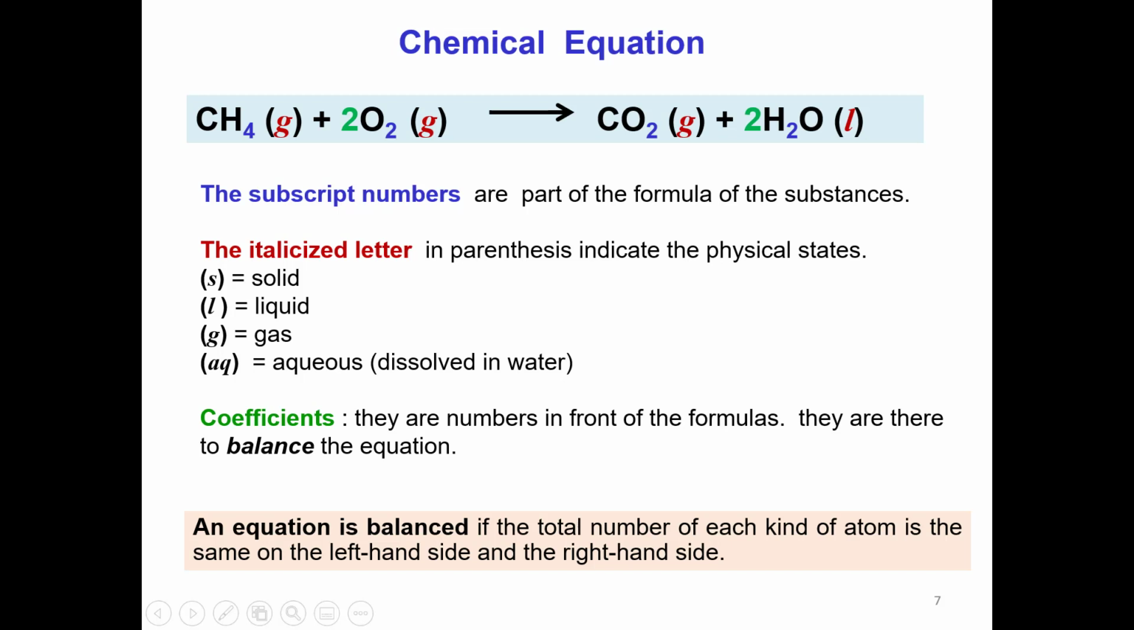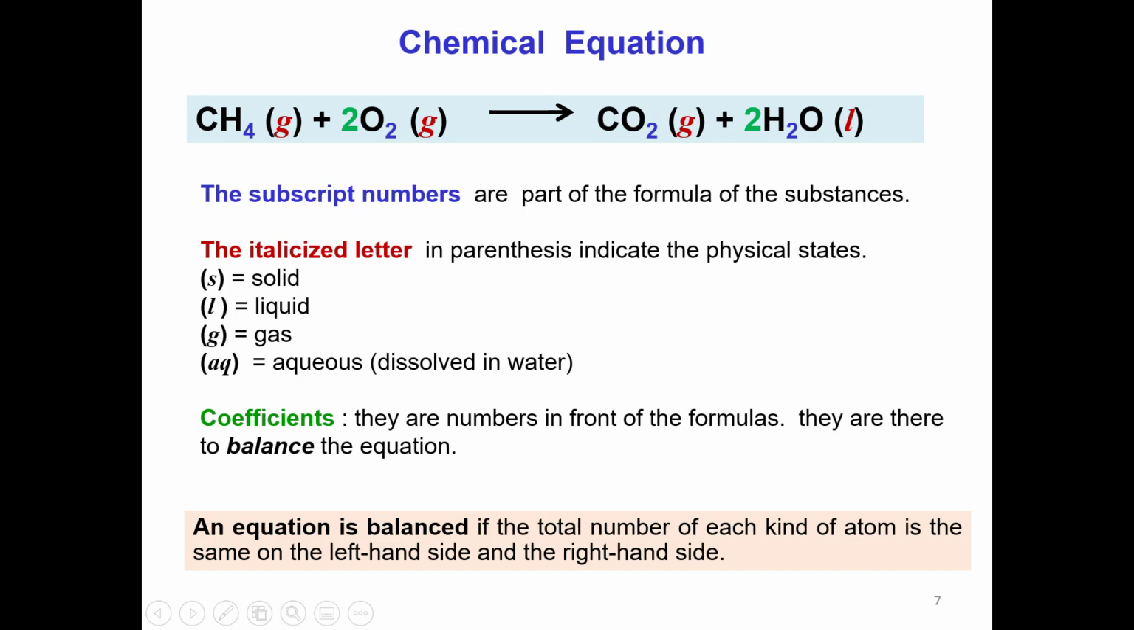The italicized letter in parentheses indicates the physical state. The physical state can be solid, then we use S in parentheses; L means liquid, like in this case it's liquid; G indicates it's gas; and we can use AQ to indicate an aqueous solution, which means it's dissolved in water.